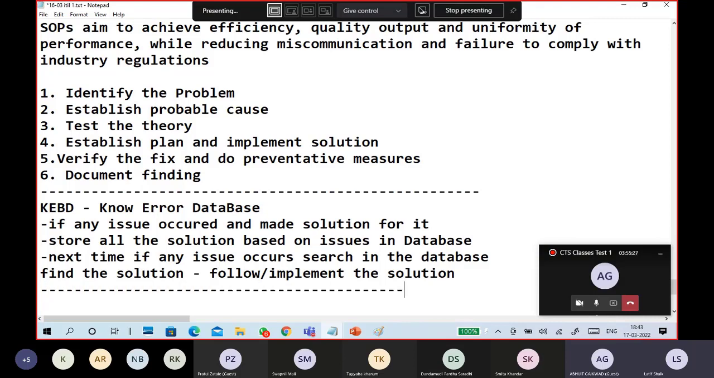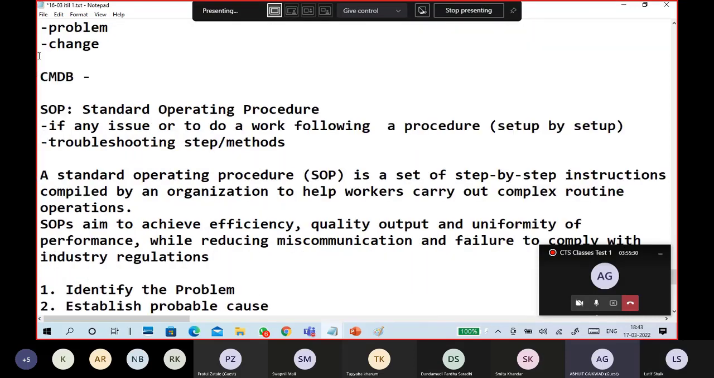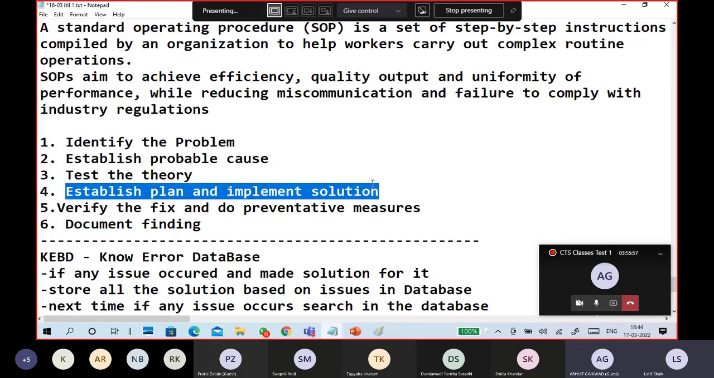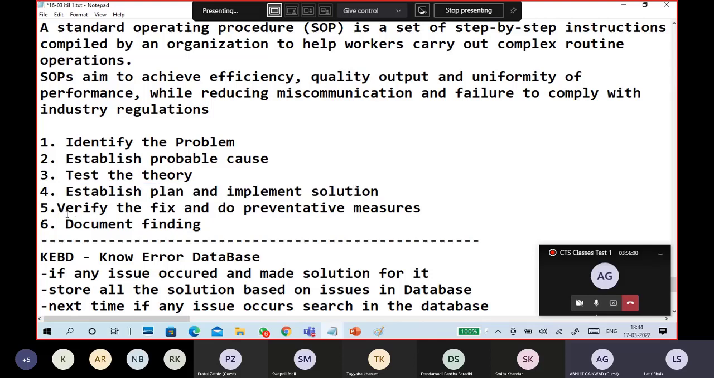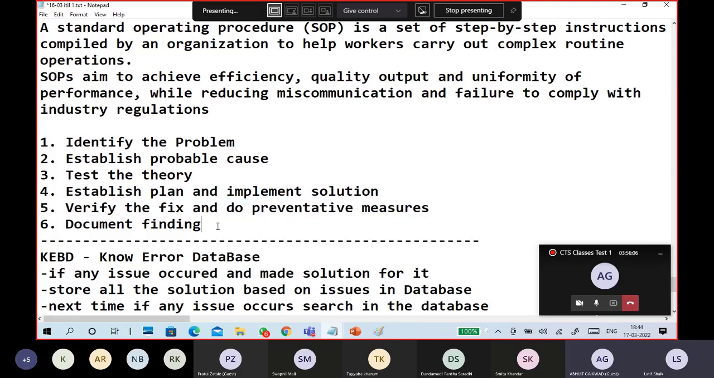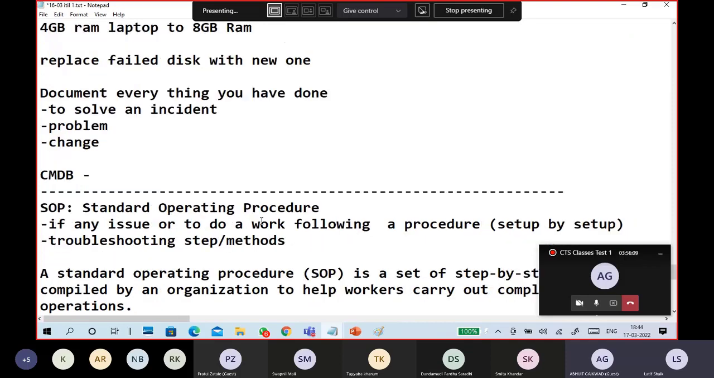See how fast we were able to complete. SOP, standard operating procedure, is a step-by-step procedure to do certain tasks or complex routine operations or maybe troubleshooting methods. There are 6 steps we generally follow. Identify the issues, establish the probable cause why it occurs, test your theory, so why it is occurring, then you have to confirm it, and plan and implement the solutions. Once it is done, verify the fix and do preventive action. Make sure that the issues should not occur again. Okay, document findings. So that is SOP.